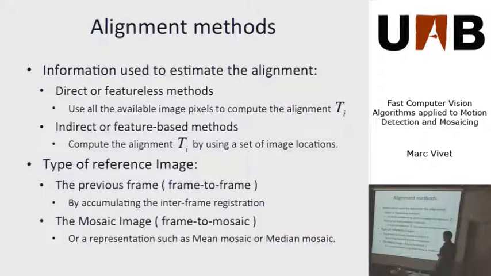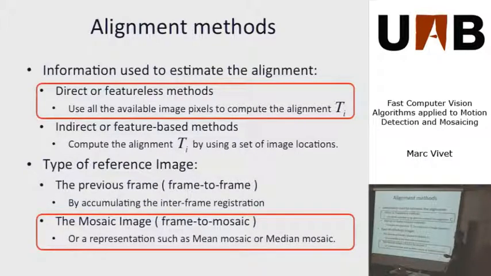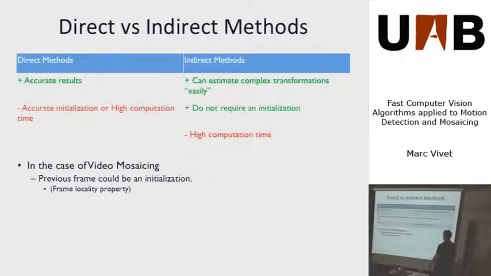On the other hand, they can also be classified using the type of reference image that is used. If it uses the previous frame, then it is a frame-to-frame alignment; if it uses the mosaic image, then it is a frame-to-mosaic alignment. The previous method that we have presented is a direct, or featureless, method with frame-to-mosaic alignment. Direct methods are very accurate, but the computational time is very high. But this is not a problem at all in the case of video mosaicing because you can use the previous frame to initialize the estimation.